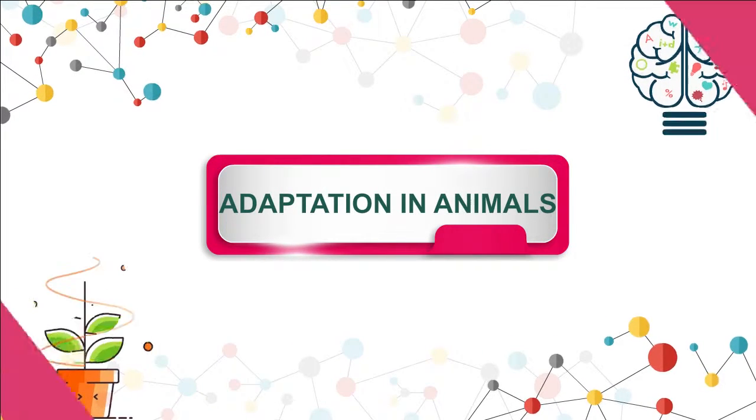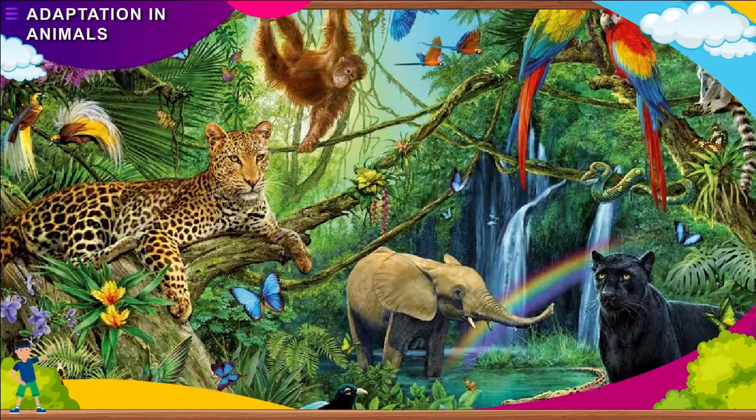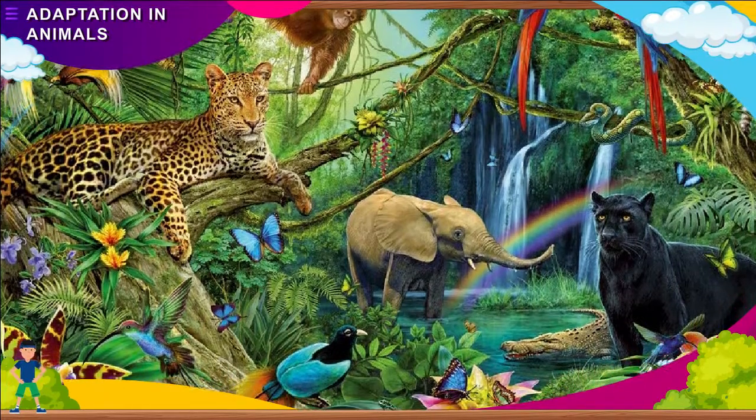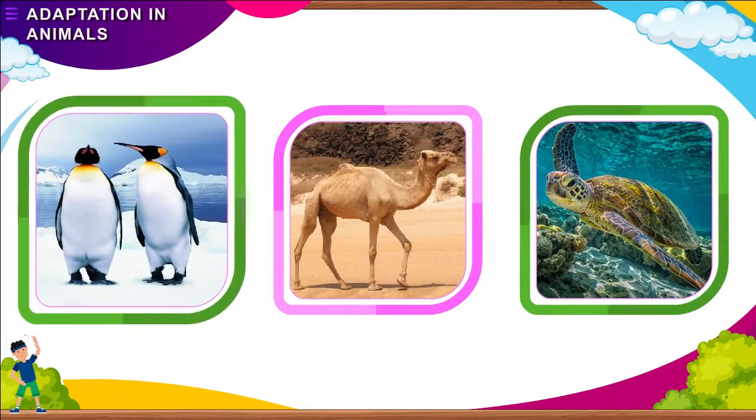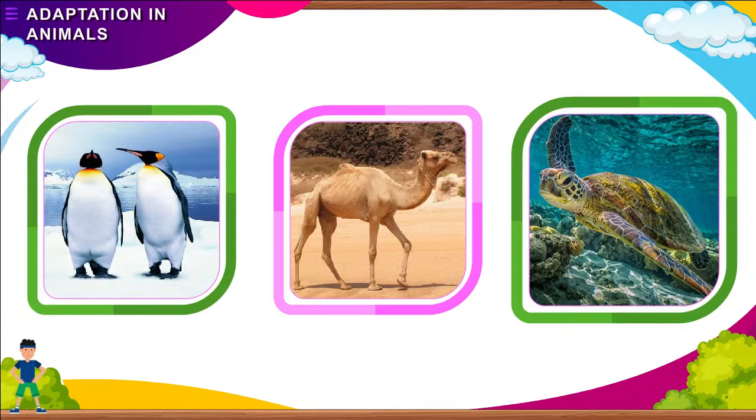Adaptation in animals. Like plants, animals are found all over the world. Some animals live in cold places. Some animals live in hot places. Some animals live in water.